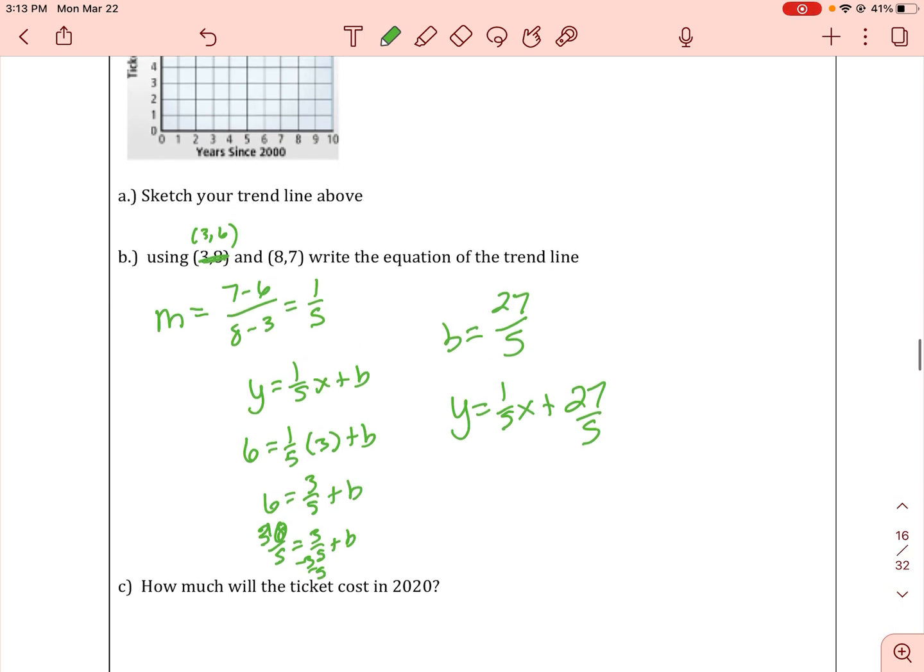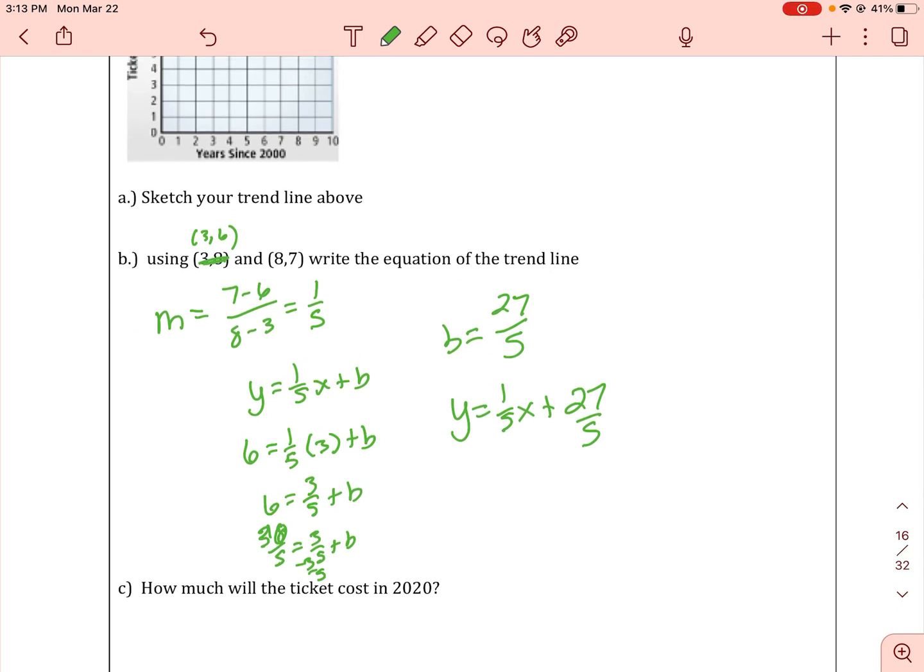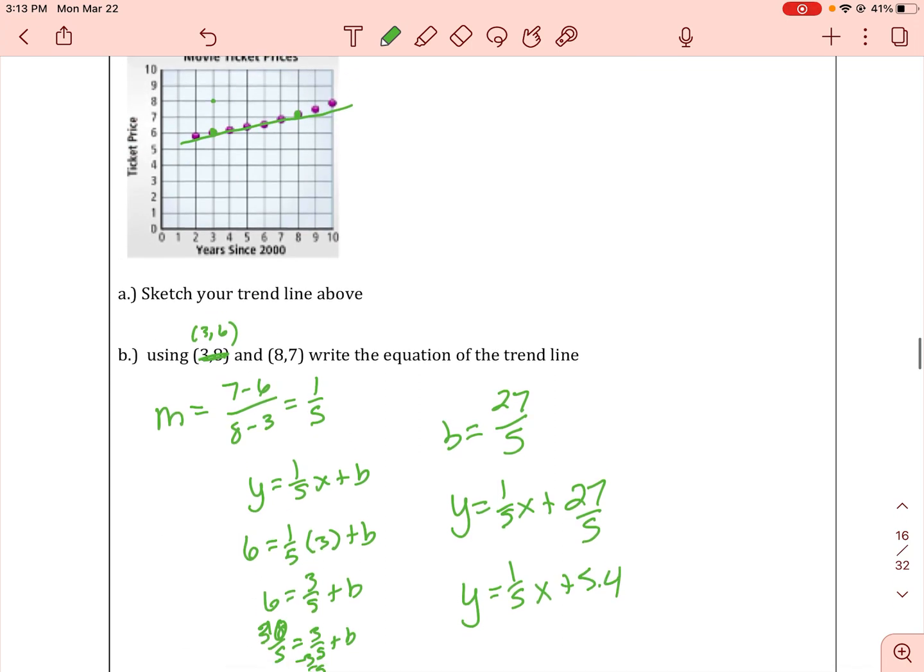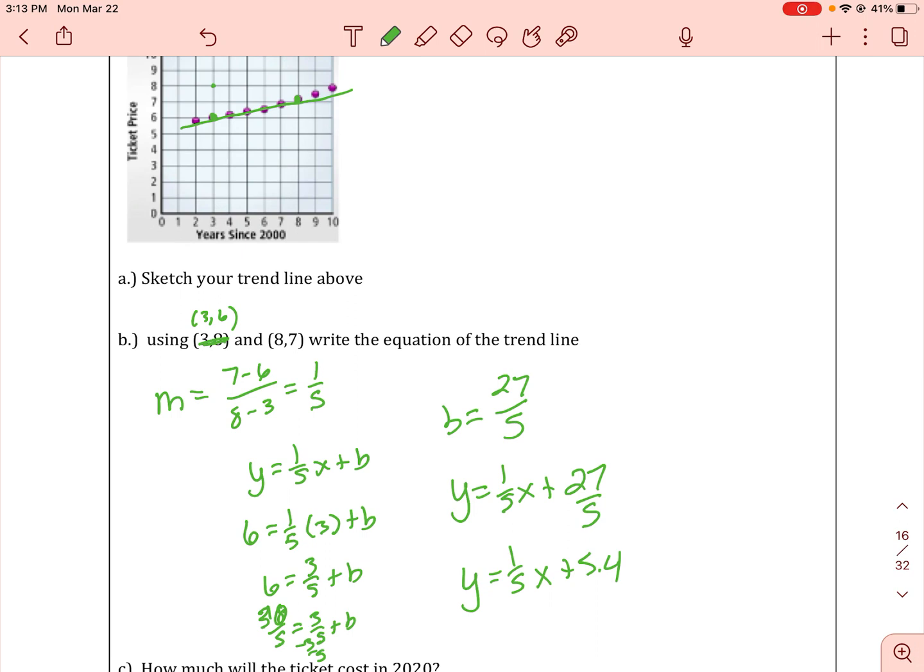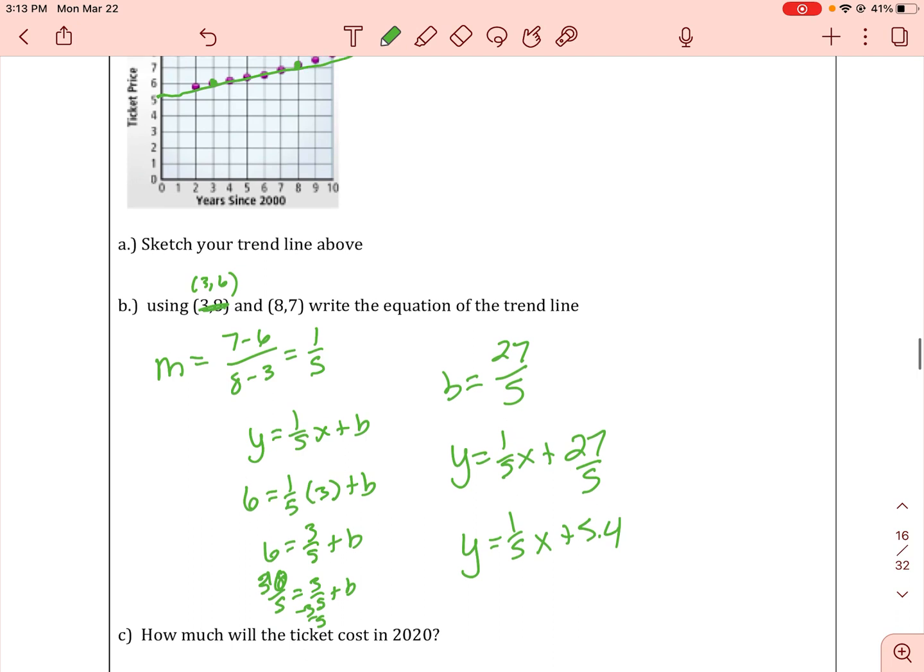And we're talking about ticket prices here. So I am going to take the decimal form of 27 fifths: 1/5 x plus 5.4, because this is going to be talking about money, so I can use decimals here. And if you look, my y-intercept is going to be very close, 5.4, right around there.